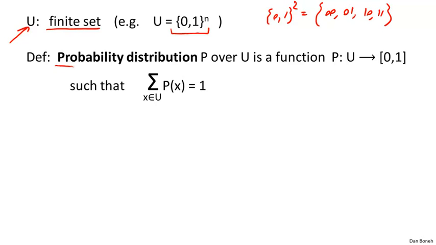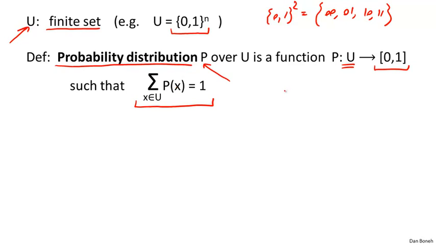Now, a probability distribution over this universe U is simply a function which I'll denote by P, and this function assigns to every element in the universe a number between 0 and 1. And this number is what I'll call the weight or the probability of that particular element in the universe. Now there's only one requirement on this function P, and that is that the sum of all the weights sums up to 1. That is, if I sum the probability of all elements x in the universe, what I end up with is the number 1.